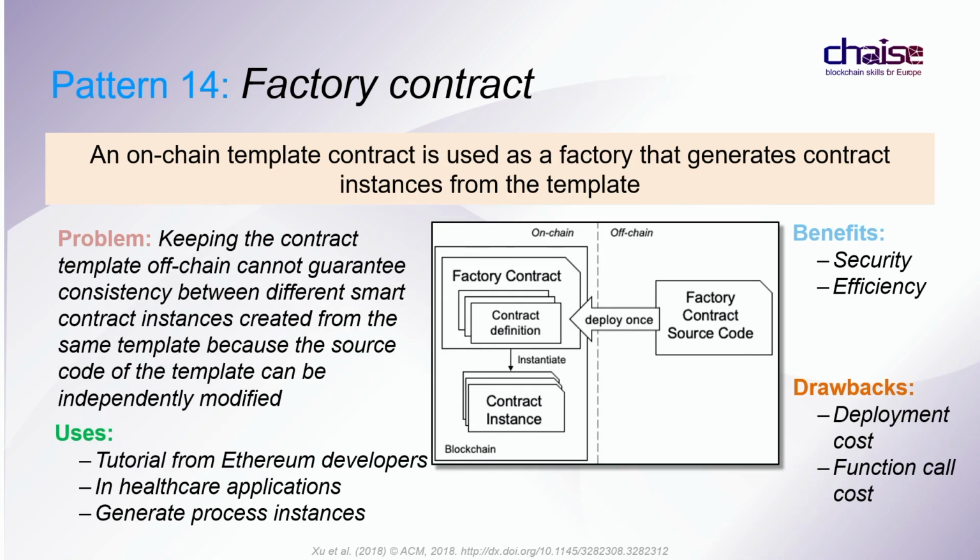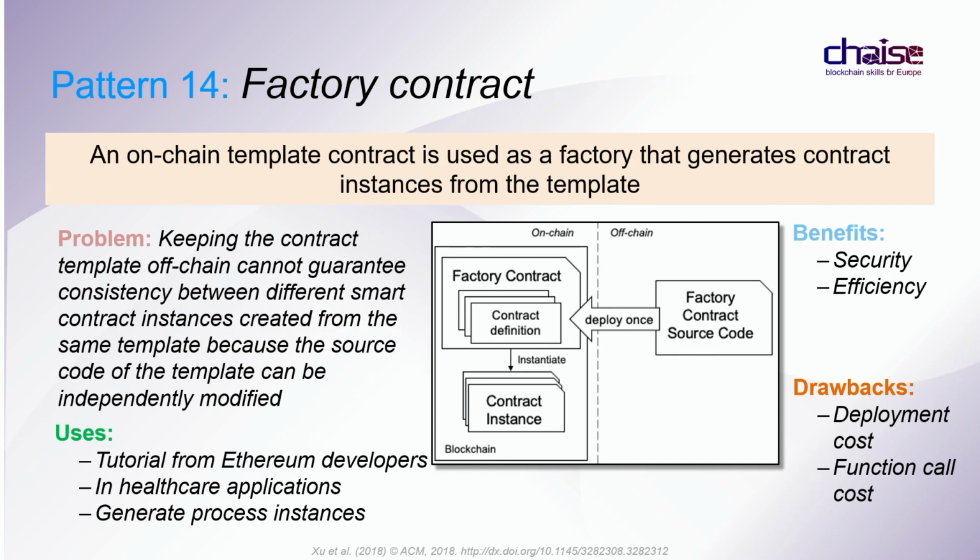Next pattern is factory contract pattern. In the factory contract pattern, an on-chain template contract is used as a factory that generates contract instances from the template. Problem. Keeping the contract template off-chain cannot guarantee consistency between different smart contract instances created from the same template because the source code of the template can be independently modified.